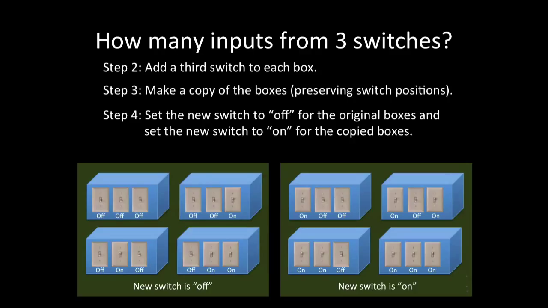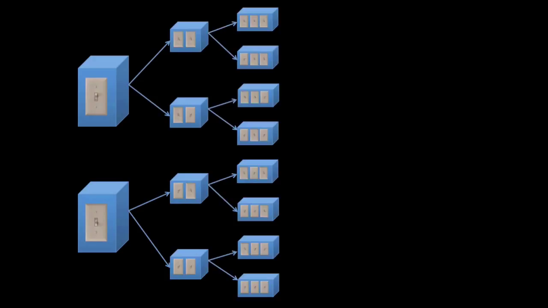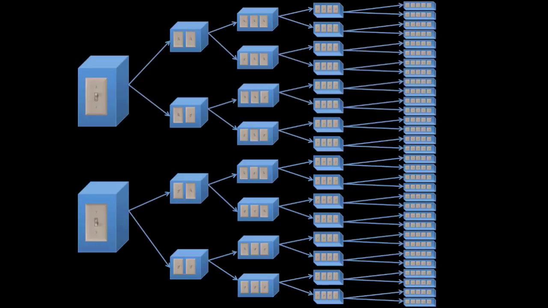Just to be clear, let me show you a different view of how each of the 4 combinations of 2 switches defines 2 distinct combinations of 3 switches, thereby doubling the number of combinations. This doubling pattern continues indefinitely. Let's begin with one switch, which has 2 possibilities, off and on. Adding a second switch doubles the number of combinations to 4. Adding a third switch doubles the number again to 8. 4 switches give us 16 combinations, 5 switches give us 32, and so on.